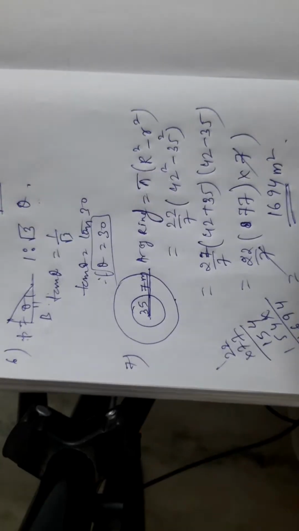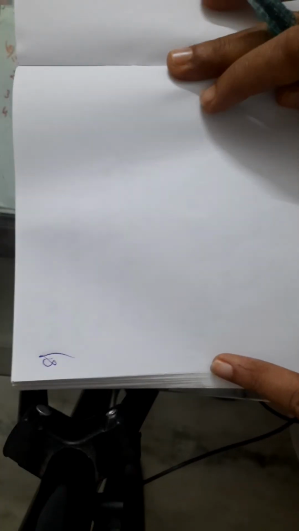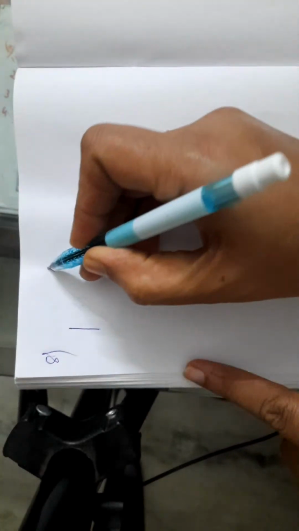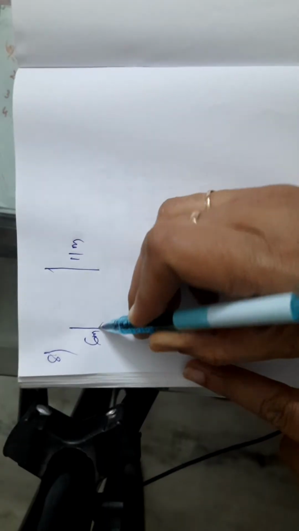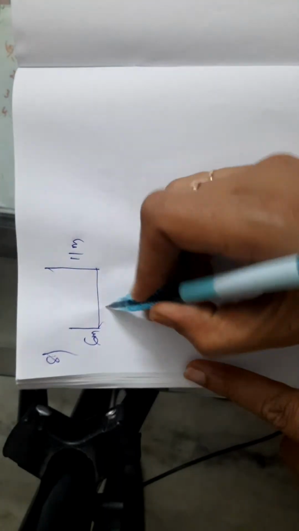Okay, now coming to next question. Question number 8. In 8th question, it is given two poles of height 6 and 11 meters stand vertically upright on a plain ground. If the distance between their foot is 12. So yeah, two poles are given, one is 6, other is 11 meter, and distance between their foot is given 12 meter.